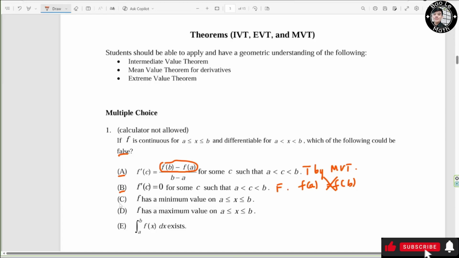Now, answer choice C. f has a minimum value on the closed interval a and b. This is true by EVT, right? Now answer choice D. f has a maximum value on the closed interval a and b. This is true by EVT, right? Now answer choice E. The integral from a to b of f of x dx exists. This is true by the definition of integrals, right? So the answer must be B.